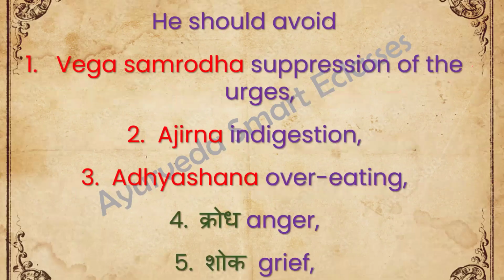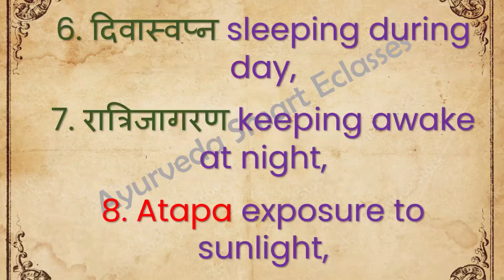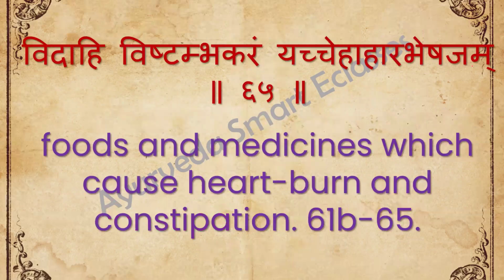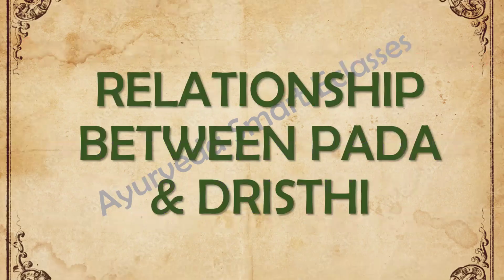He should avoid Vega Samrodha, suppression of urges, Ajirna, indigestion, Adyashana, overeating, Krodha, anger, Shoka, grief. Divaswapna, sleeping during day, Ratri Jagarana, keeping awake at night, Adhva, exposure to sunlight. Also, Vidahi Vishtambagara Yacheha Ahara Veshacham. Foods and medicine which cause Daha, heartburn, Vishtambha, constipation also should be avoided.